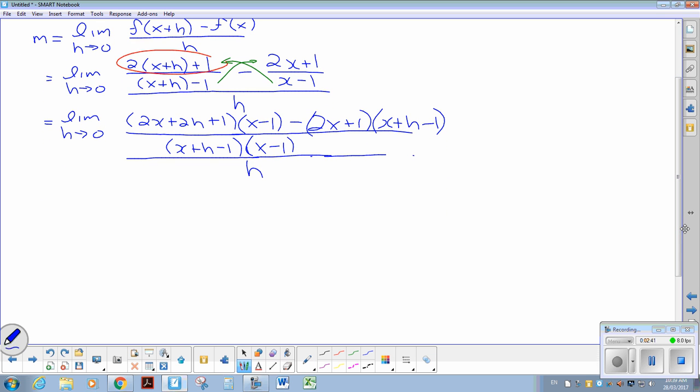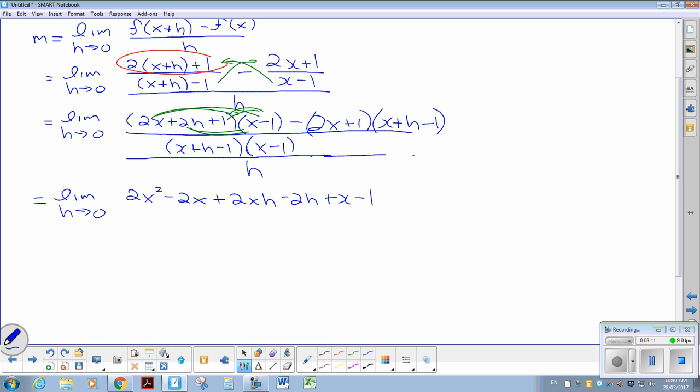So I'm going to have to expand and simplify that top. Really no way around it. We're going to use the distributive law. Multiply that 2x to everything, the 2h to everything, and then the 1 to everything. So on top, I'm going to end up with 2x squared minus 2x plus 2xh minus 2h plus x minus 1. So that's the expansion for the first one.